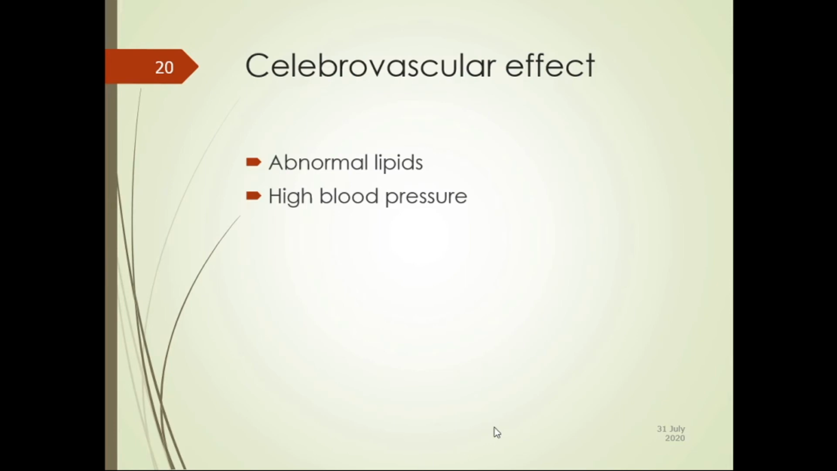We know that the key causes of cerebrovascular disease are abnormal lipids and high blood pressure, both of which contribute to atherosclerosis. So in summary, cerebrovascular disease is caused by 2 main things: abnormal lipids, which leads to atherosclerosis, and high blood pressure that leads to hemorrhage.